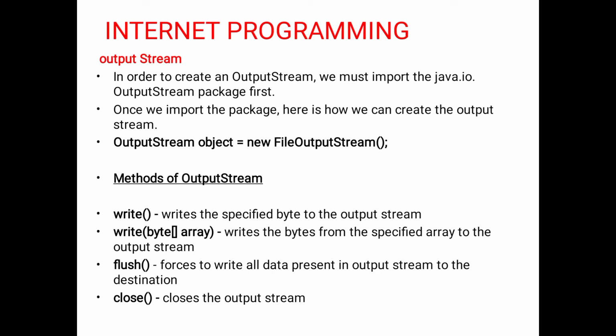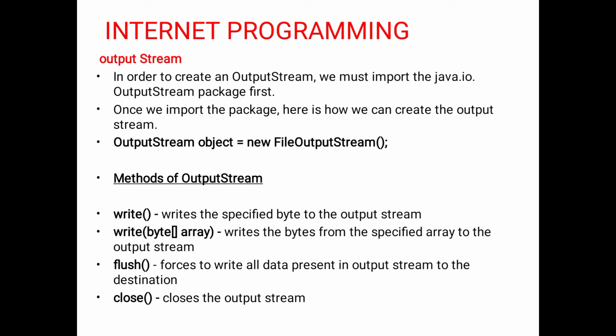Similarly, there are different methods of output stream. The first one is write, the second is write(byte[] array), the next is flush, and the next is close. What is write? It writes the specified byte to the output stream. The next one is write(byte[] array), which writes the bytes from the specified array to the output stream.